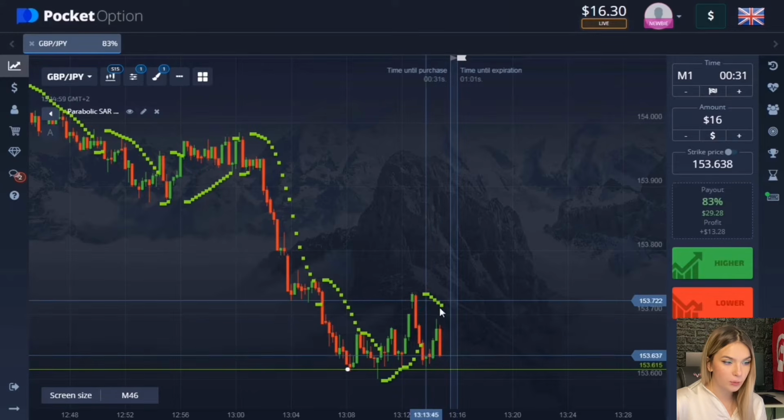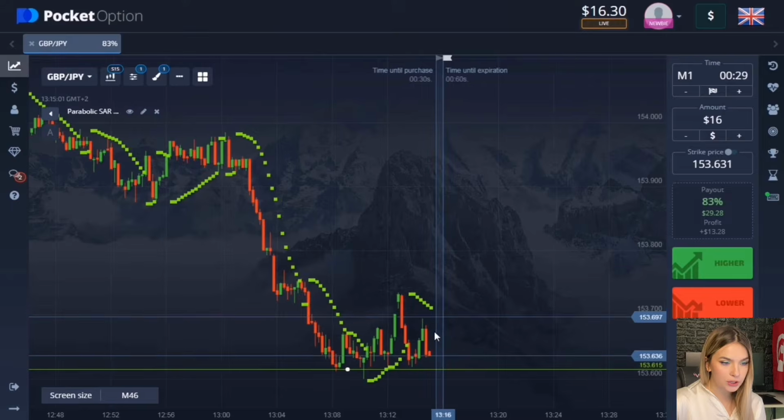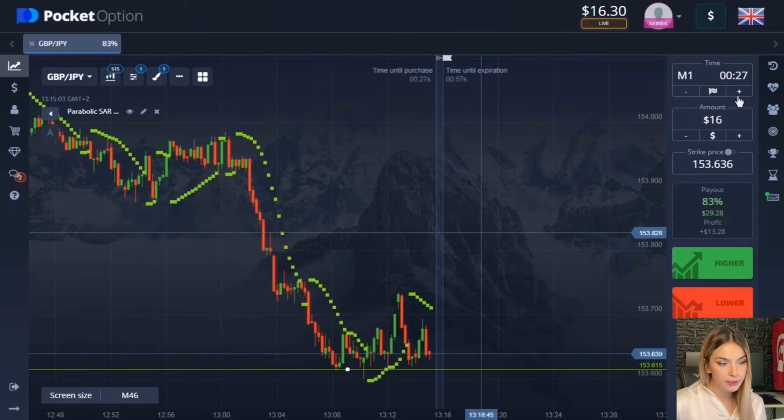Price highs are getting lower and lower. There is a certain compression. I suggest opening a deal here for 2 minutes on the downside.